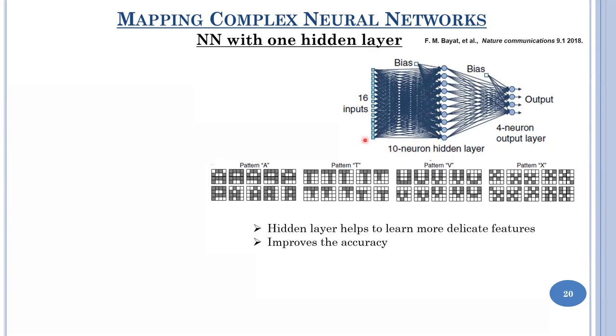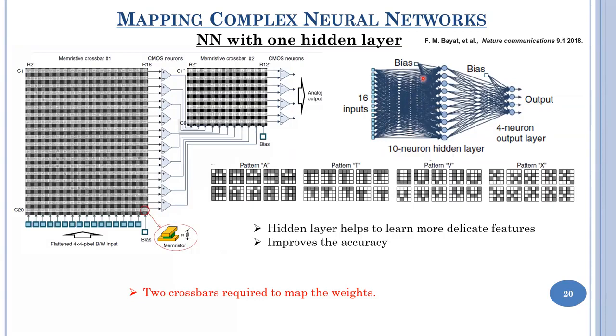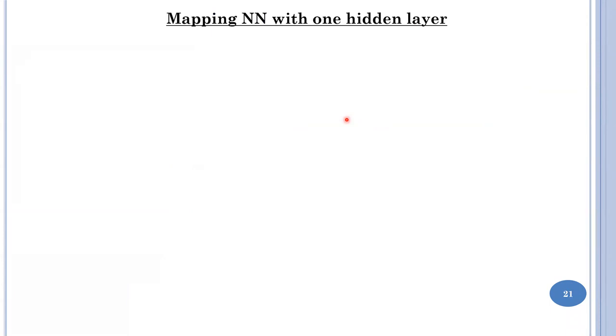Here we have 16 inputs for a 4x4 image of 4 different patterns, pattern A, T, V, and X. Also, since we have 2 weight matrices now, one connecting your input layer to the hidden layer, and another connecting your hidden layer to your output layer, you'll have 2 different crossbars. Let's say you map the weights of the first matrix to this big crossbar, and then the weights of the second matrix onto this crossbar. So you require as many crossbars as the number of different weight matrices that you have in your neural network. Here also the training was performed ex situ. We trained this network in software.